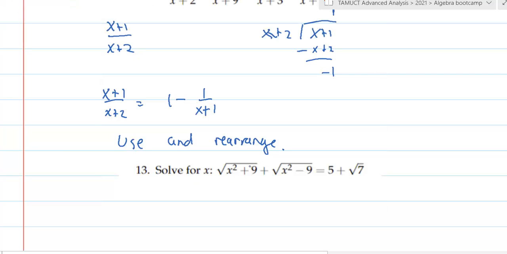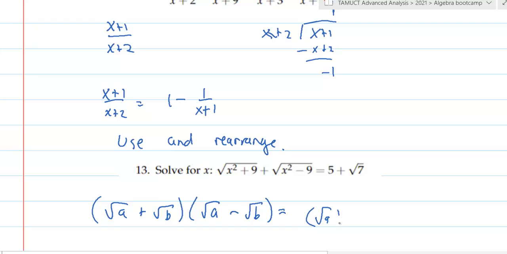All right. Now here we have a square root plus a square root. We do know something like this. We know square root of a plus the square root of b. One way to get rid of these square roots is multiply by the square root of a minus the square root of b. Because then we have a difference of squares. Then we get the square root of a squared minus the square root of b squared equals a minus b. Very nice.